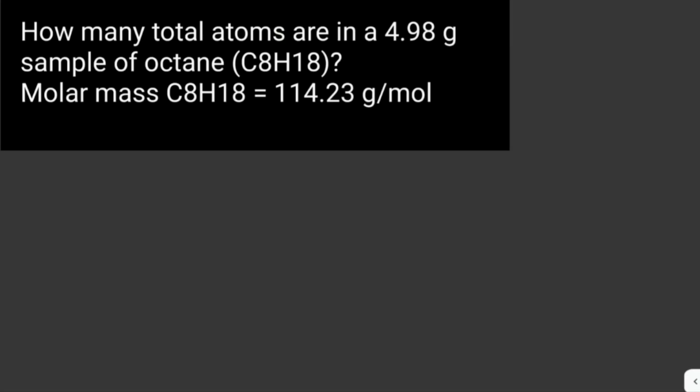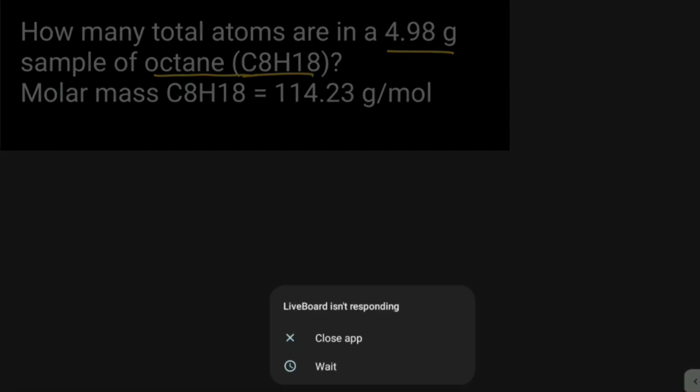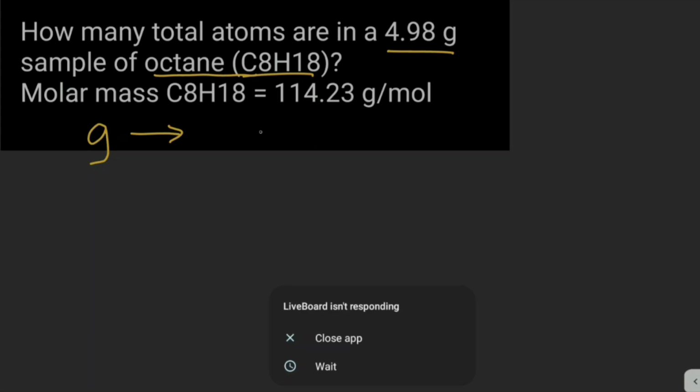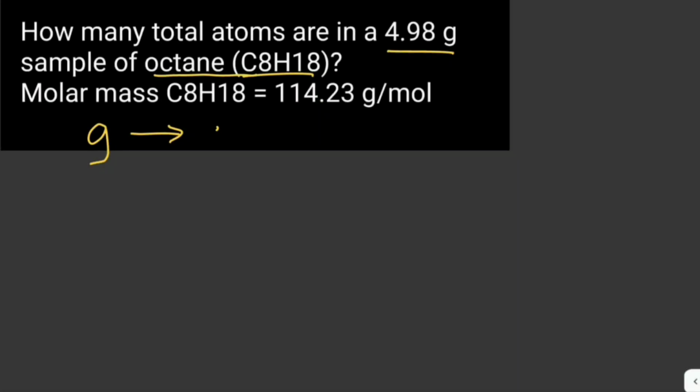How many total atoms are in a 4.98 gram sample of octane, C8H18? Given the molar mass of C8H18, which is equal to 114.23 grams per mole. So in this case, we're given the mass of the sample. Our sample is octane, which has a chemical formula of C8H18, and then we convert that to atoms. So we will be converting grams of octane to atoms of octane.